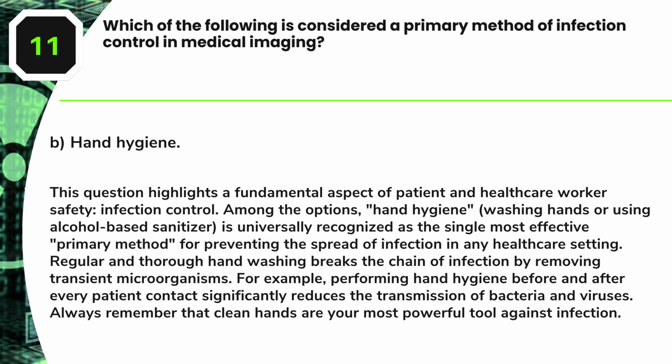Answer: B. Hand hygiene. This question highlights a fundamental aspect of patient and healthcare worker safety, infection control. Among the options, hand hygiene, washing hands or using alcohol-based sanitizer, is universally recognized as the single most effective primary method for preventing the spread of infection in any healthcare setting.